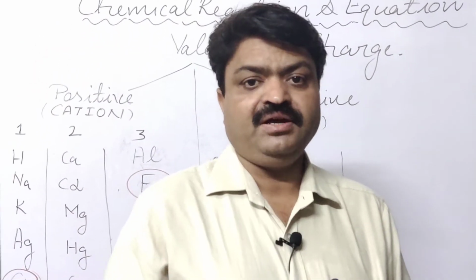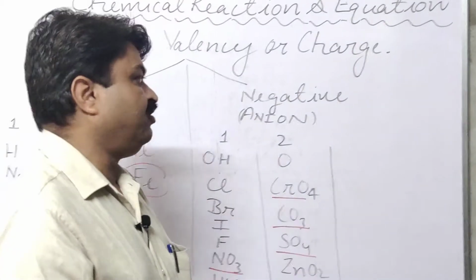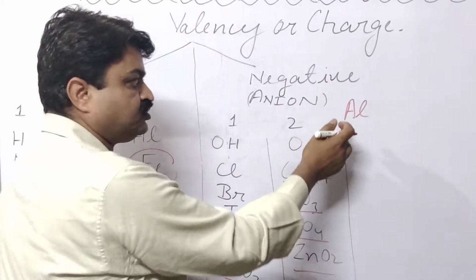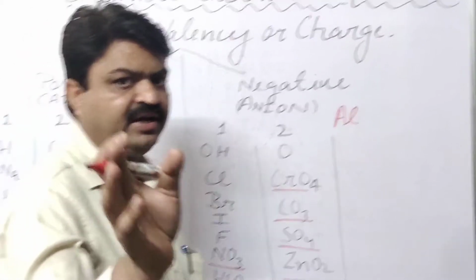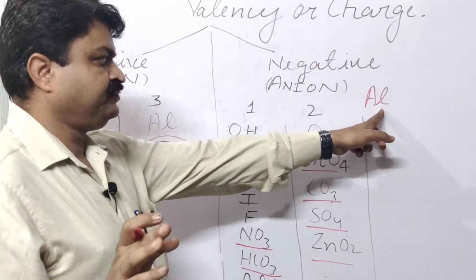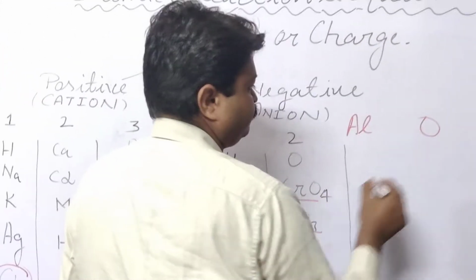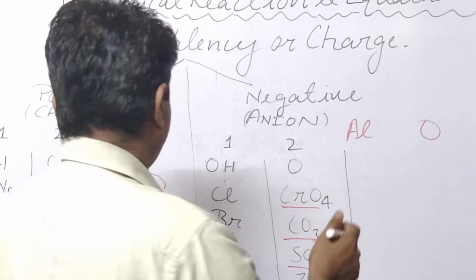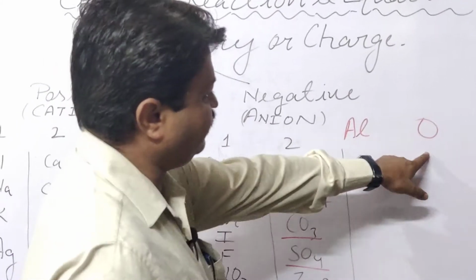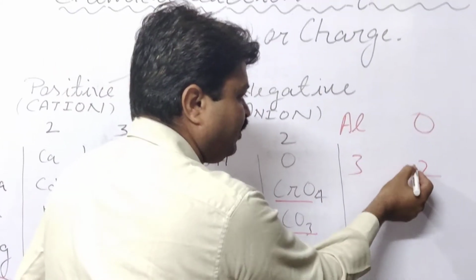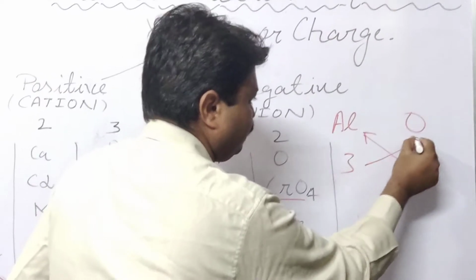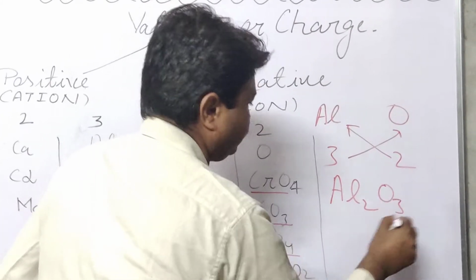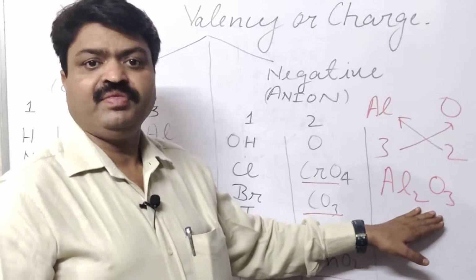Like there is the formula of aluminium oxide. How will you write that? Aluminium and oxide. So you will write the symbols of aluminium and oxide. The aluminium symbol is Al and the oxide symbol is O. In this, aluminium valency is 3 and oxygen valency is 2. Now we will interchange the valency. So the formula that we will write here will be Al2O3. So it is the formula of aluminium oxide.